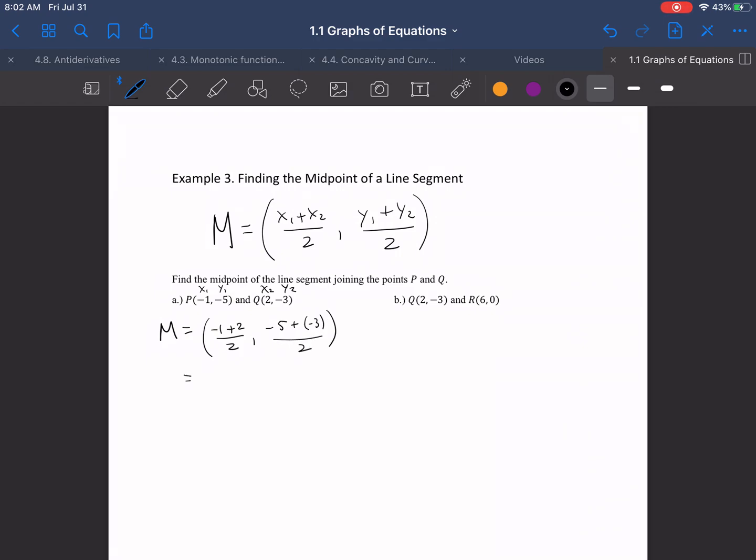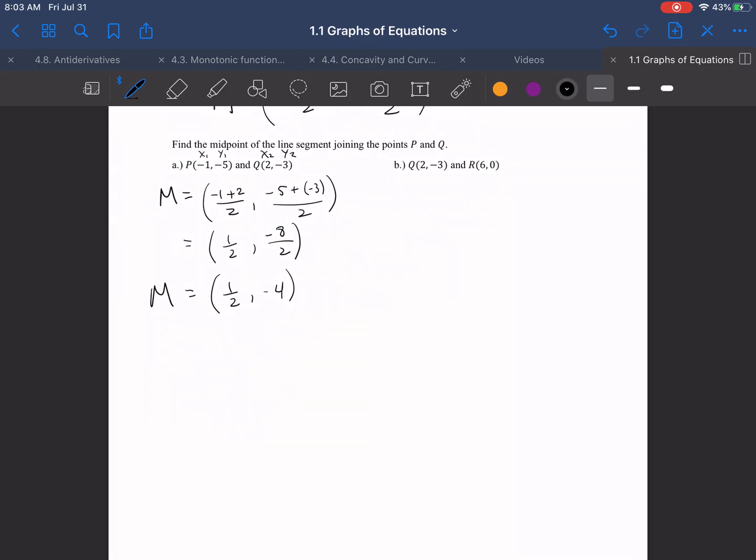-1 plus 2 is 1, and so we have a 1 over a 2. -5 plus -3 is -8, so we end up with -8 over 2, and then we can just reduce this. This is 1/2 still, but this becomes a -4. And that right there should be our midpoint.